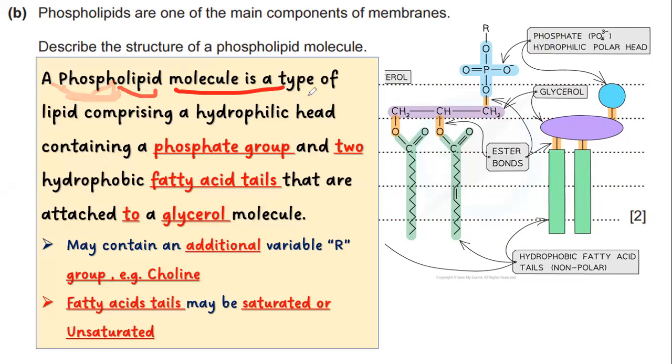Phospholipid molecule is a type of lipid comprising a hydrophilic head containing a phosphate group and 2 hydrophobic fatty acid tails that are attached to a glycerol molecule. It may contain an additional variable R group, for example choline.